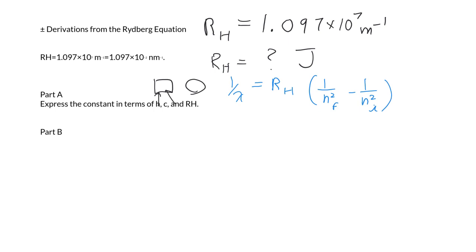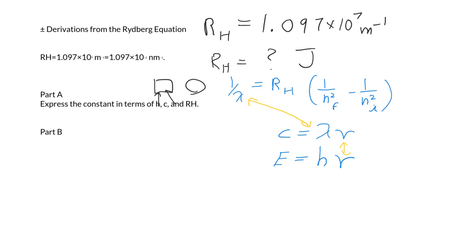We also know that the speed of light is equal to wavelength times frequency, and we know that energy is equal to Planck's constant times frequency. What are the common things that link all these equations? Well, these two are linked by wavelength, and these two are linked by frequency.